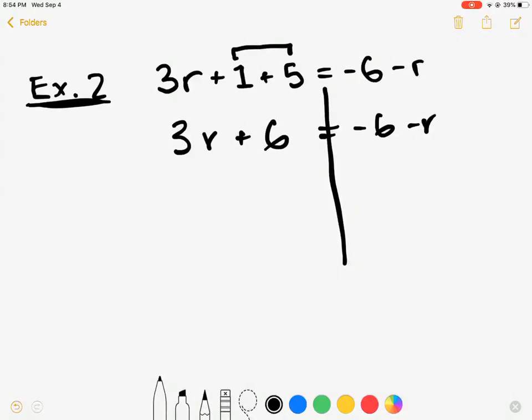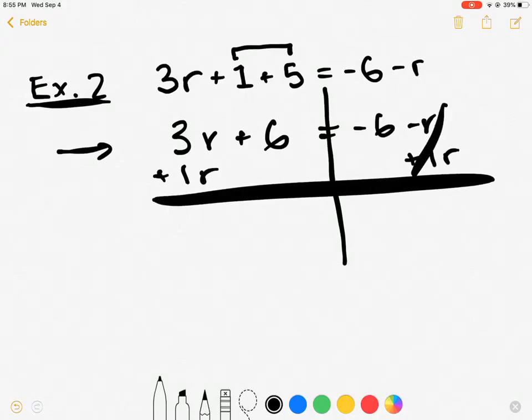And now what you've got in example 2 is a variables on both sides problem like the first example. Again, we're going to start by eliminating the smaller valued variable term, which is the negative 1r on the right side of the equation. So to eliminate it, we'll use the inverse. We'll add 1r to both sides. When you do that, 3r plus 1r on the left side, you've got 4r as your variable term, plus 6, and that's going to be equal to a negative 6 on the right.